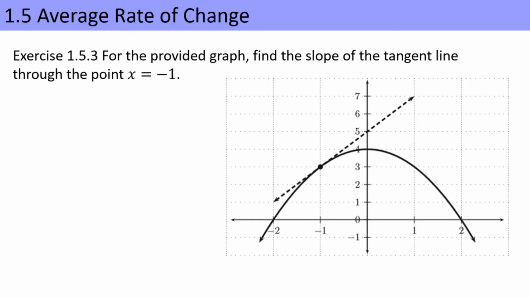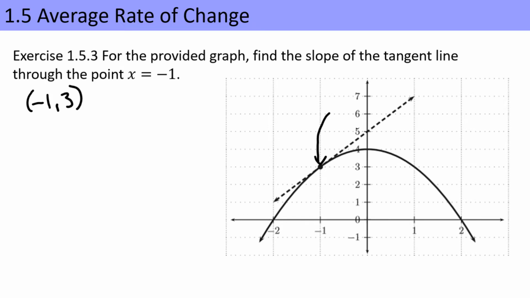The graph provided is a downward-facing parabola. Its vertex is on the y-axis at 4, and it is symmetric about the y-axis with x-intercepts at -2 and 2. The tangent line is dashed. It is increasing and drawn at the point -1, 3. Now for the graph, we also see that the tangent line touches the graph of the function. So let's go ahead and mark that as -1, 3.